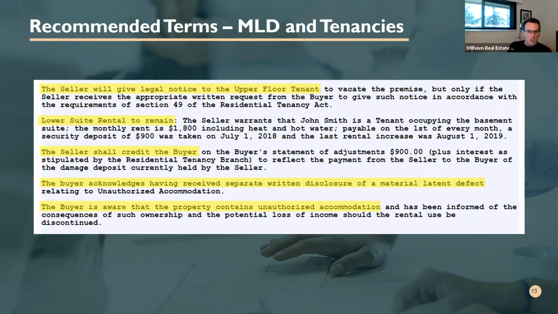Well, there would be a similar clause to the middle one. Now again, this middle clause may not be necessary. Often the lawyers will just do it. In fact, most of the time they will when they see there's a tenancy, but I like to add it in so that there's no doubt. And I've had some situations where some notaries missed it and then they didn't get the damage deposit. So the seller shall credit the buyer on the statement of adjustments $900 plus interest as stipulated by the residential tenancy branch, which is $0 right now, by the way, and it has been for years, to reflect the payment from the seller to the buyer of damage deposit currently held by the seller.